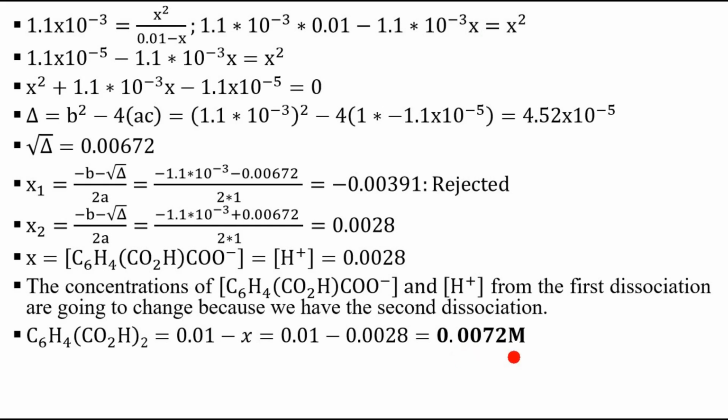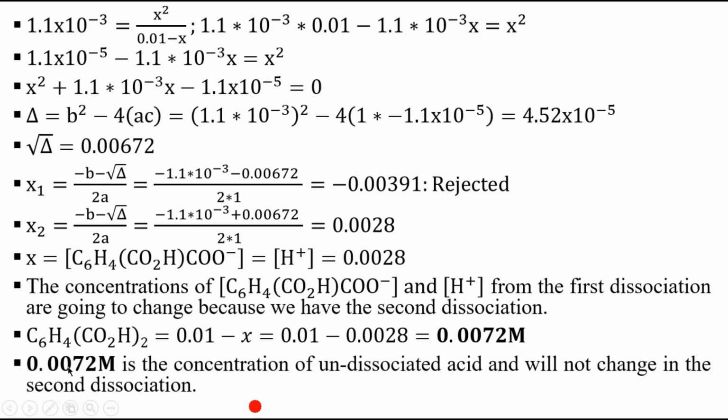That means now so far you have the one species which will be present at equilibrium, which is 0.0072 molar. Let's go to the second dissociation. That means the second dissociation will involve this one changing and this one changing, because this one will dissociate to give H plus, the H plus is going to increase, and this one will also dissociate and it will decrease. Let's go quickly and see.